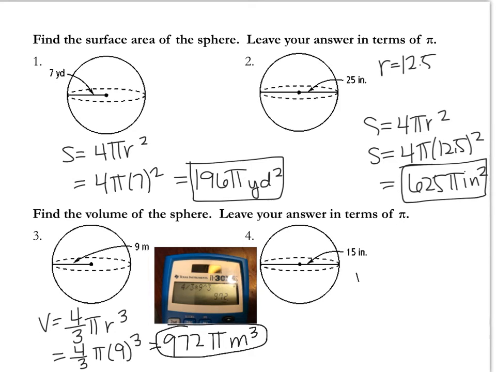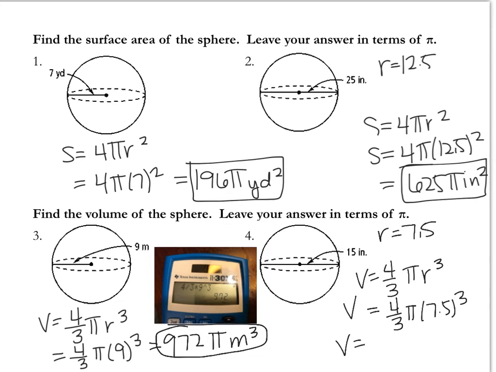So we know that the formula is 4/3 pi r cubed, but we need to make sure we're using r. R this time is 7.5. So it's going to be 4/3 pi times 7.5 cubed. And then I need you to type that in your calculator to see what you get. You should get 562.5 pi inches cubed. Okay?